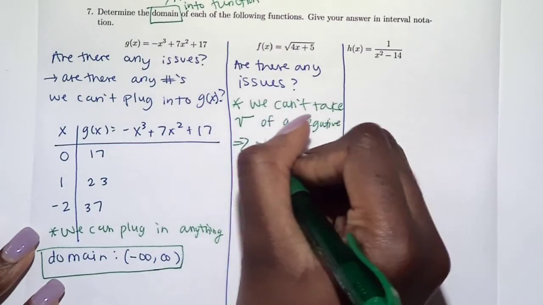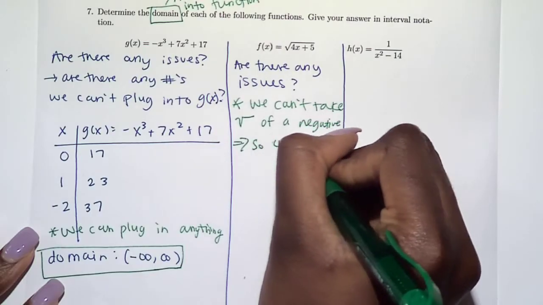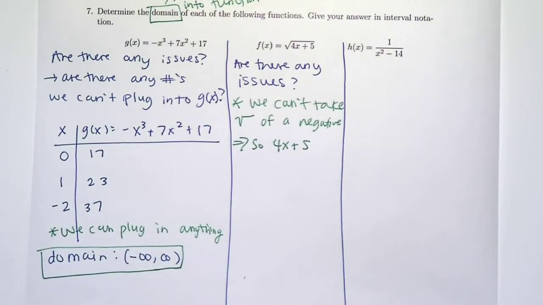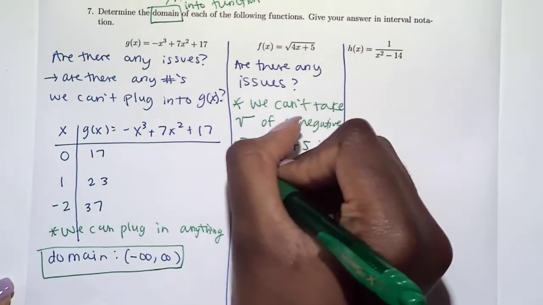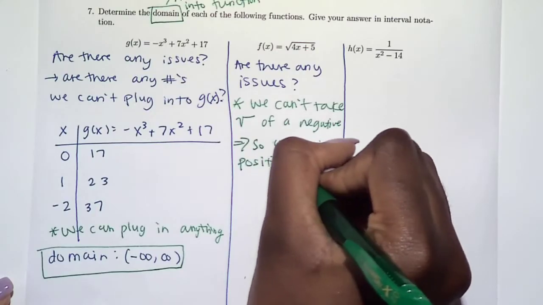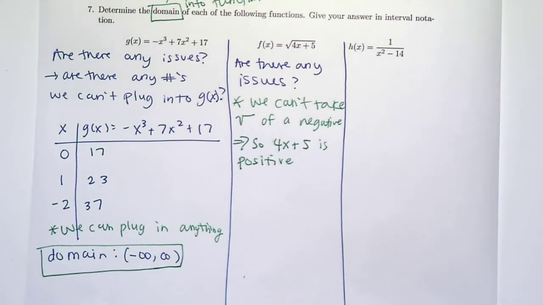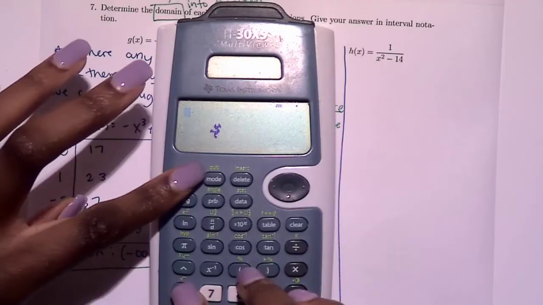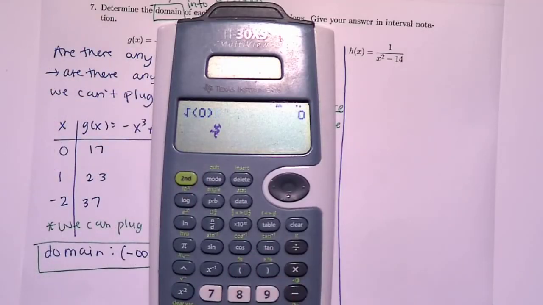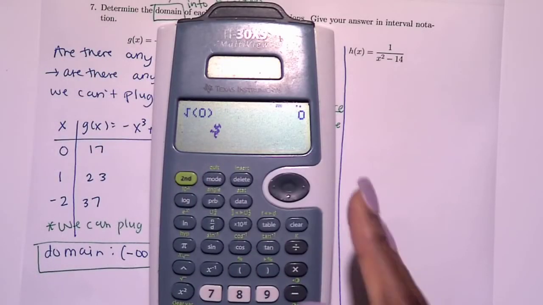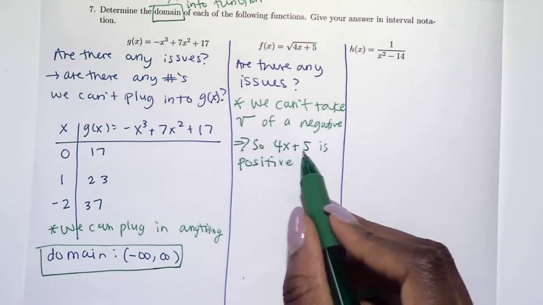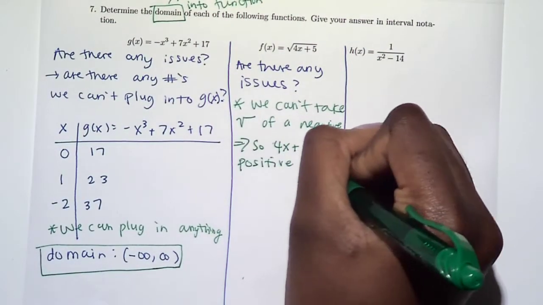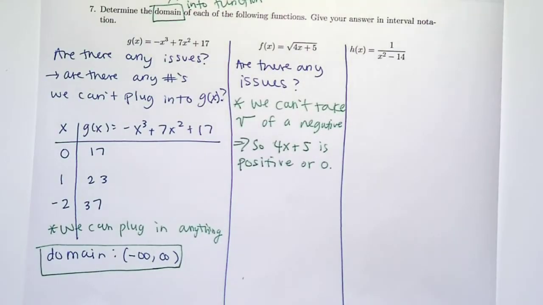So what does that tell us? That means 4x plus 5 can't be negative. So what's the opposite of negative? It's positive. Could it be 0? Well, let's check. Let's take the square root of 0. Oh, square root of 0 is just 0. That's fine to do. So that means 4x plus 5 should be positive or 0.